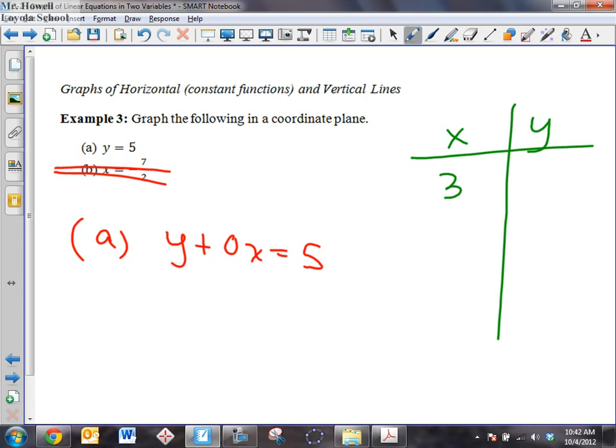Sorry, I cut you off. If you plug in a 3 right here, what does this become? Zero. Y plus 0 equals 5, so y is just 5.